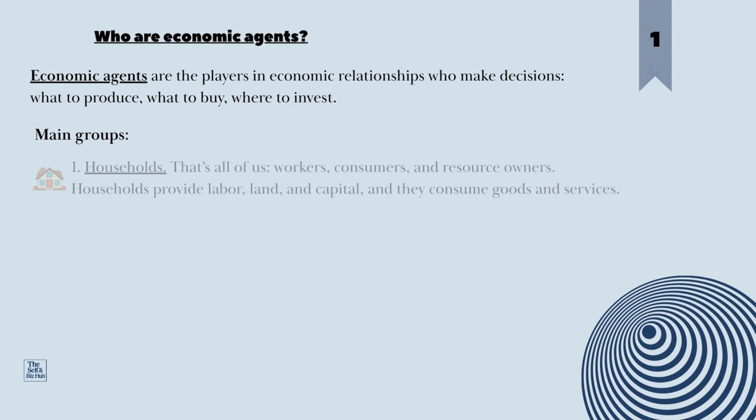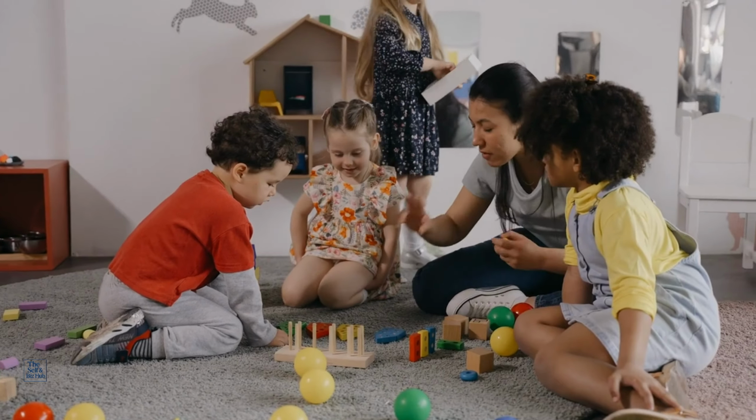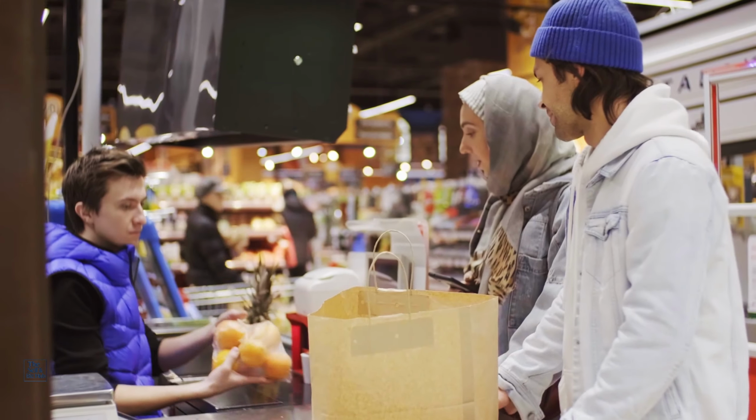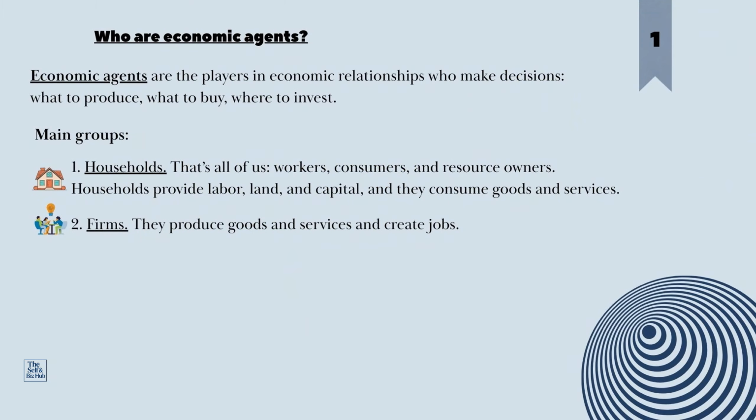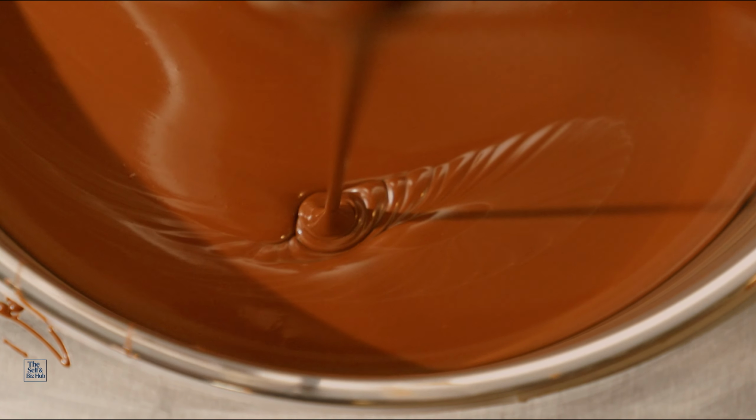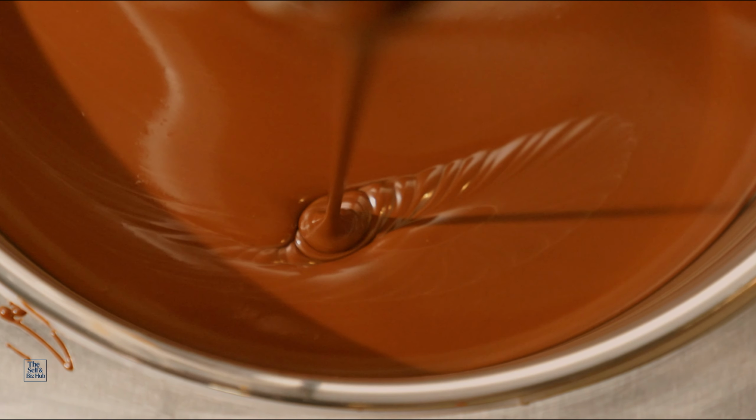Main groups. 1. Households. That's all of us: workers, consumers, and resource owners. Households provide labor, land, and capital, and they consume goods and services. Example: a teacher who earns a salary and spends it at the supermarket. 2. Firms. They produce goods and services and create jobs. Example: Nestle in Switzerland sells chocolate worldwide.